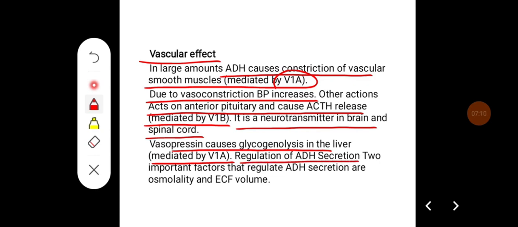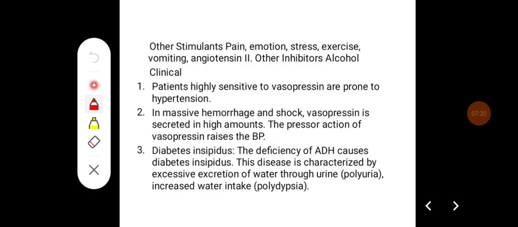Regulation of ADH secretion occurs by two important factors, that is osmolarity and the ECF volume, as we discussed through the charts. The other stimulants of ADH are pain, emotion, stress, exercise, vomiting, and angiotensin II. And some of the inhibitors of ADH secretion include alcohol.